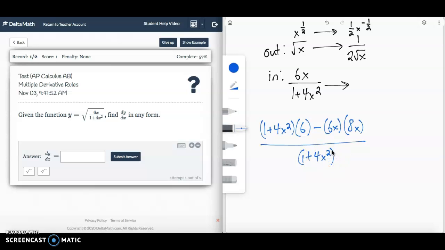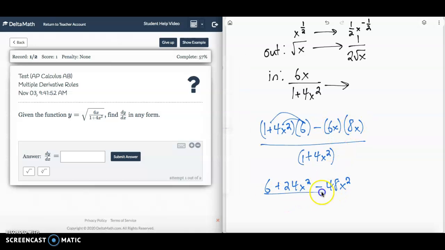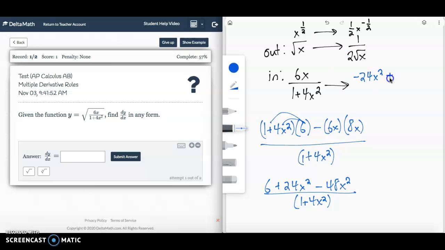There we go. And this one actually seems pretty easy to simplify in the top, so I'm going to go ahead and do that. I don't know if DeltaMath will accept it, but we're going to try it. So 6 plus 24x squared minus 48x squared, right? 6 times 8, yep. All over 1 plus 4x squared. So that's going to be negative 48. So then I'll put negative 24x squared plus 6 over 1 plus 4x squared. Oh, squared. Low squared.